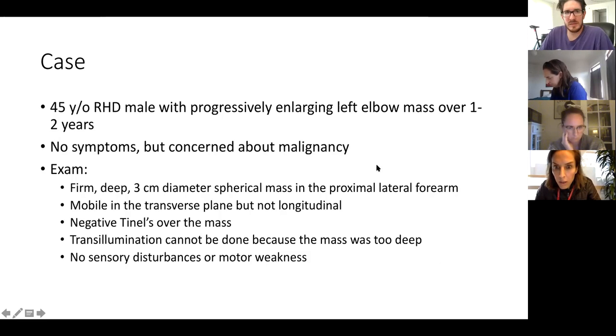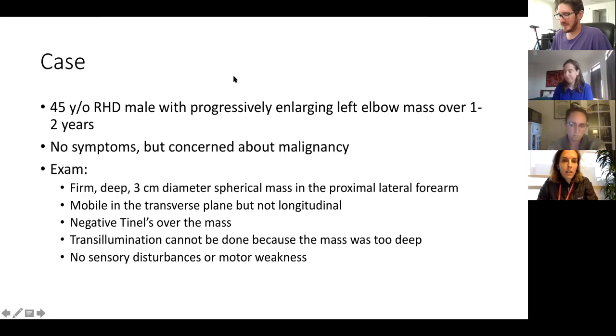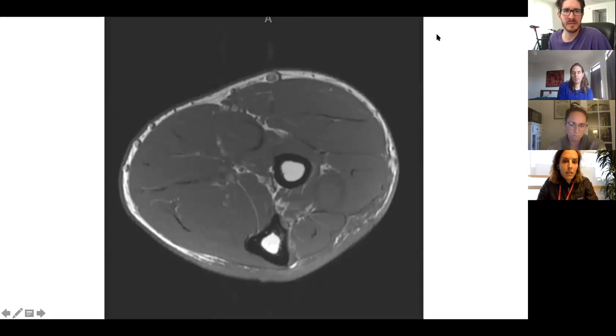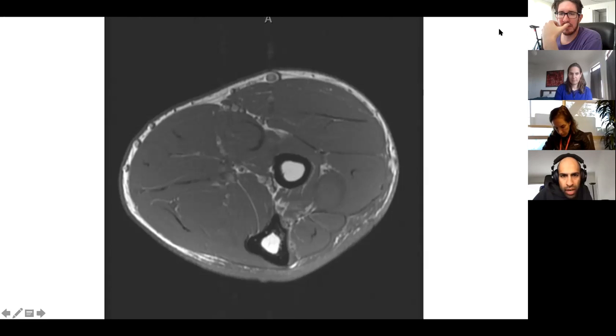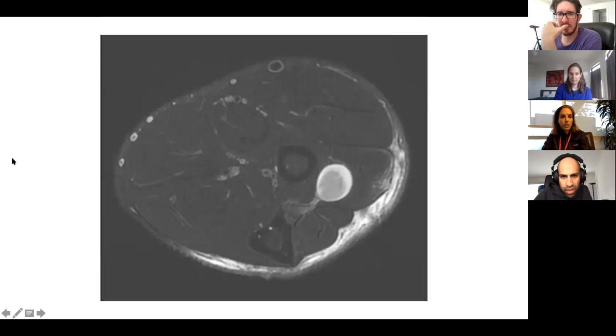So let's see. Abby, you want to comment on your thoughts here? So here's your imaging. You're on mute, just so you know. Oh, okay. So, firm, deep mass. Can we scroll through the imaging? Where is it? This is just a photo. Oh, okay.